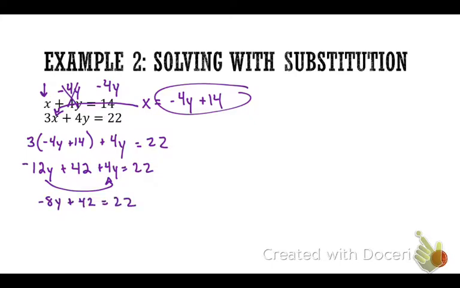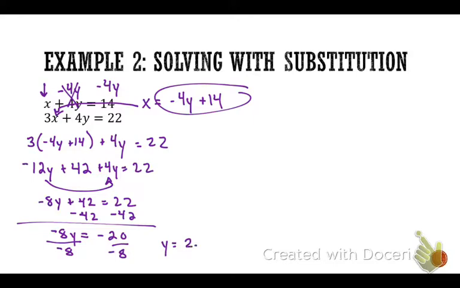Oh, goodness. This one's a decimal, too. Yeah. Okay, subtract 42. Negative 8y equals negative 20. Divide by negative 8. Y equals 2.5. Again, guys, this is about as hard as you'll see them, okay?